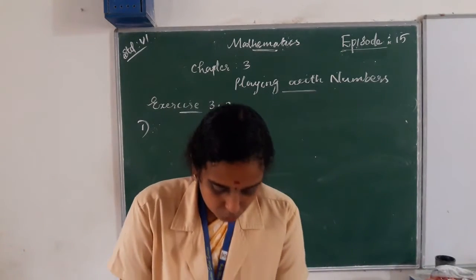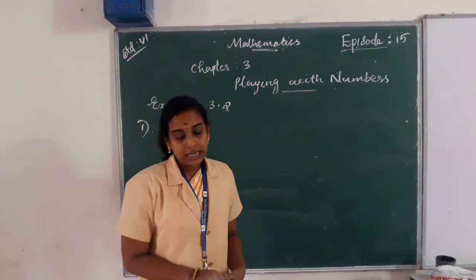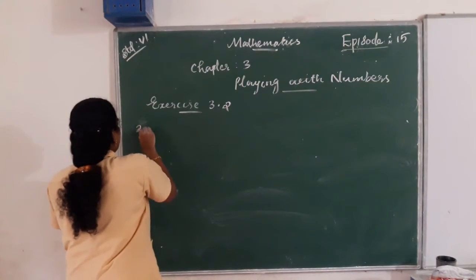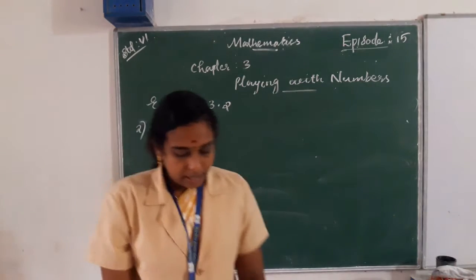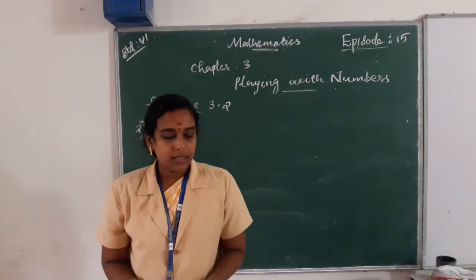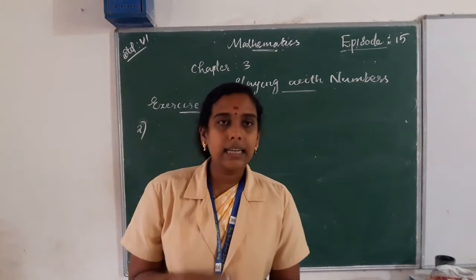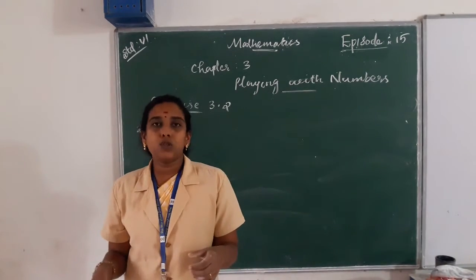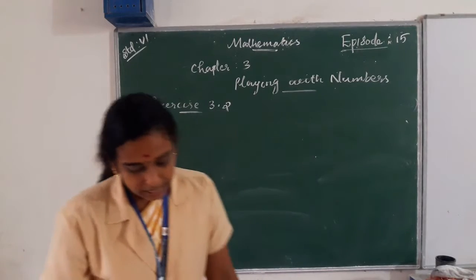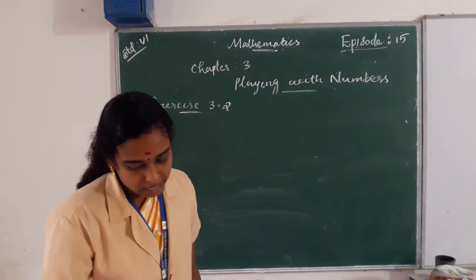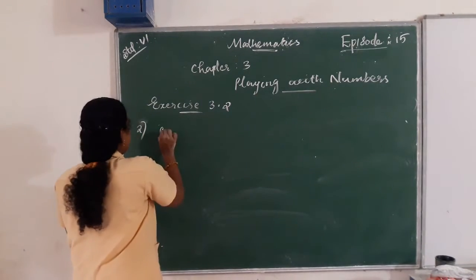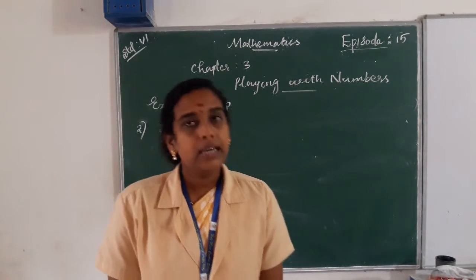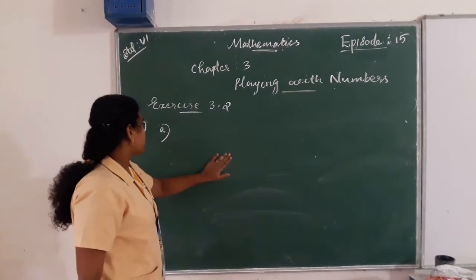Now question number 2. It's a true or false question. Some statements are given, and we have to say whether each is true or false. State whether the following statements are true or false. The first statement is: the sum of three odd numbers is even. Is it true or false?